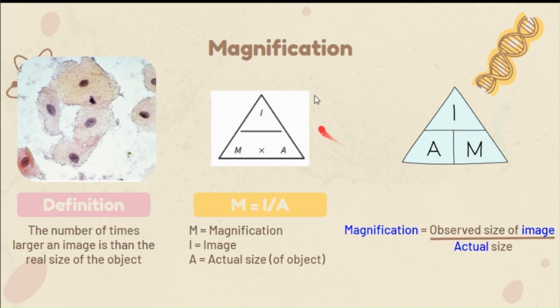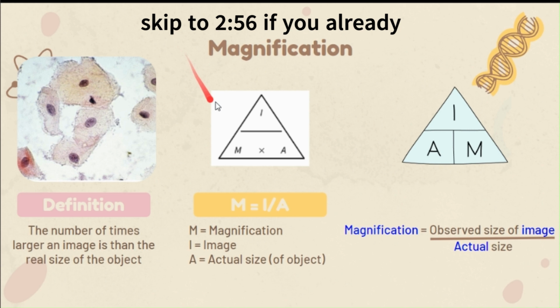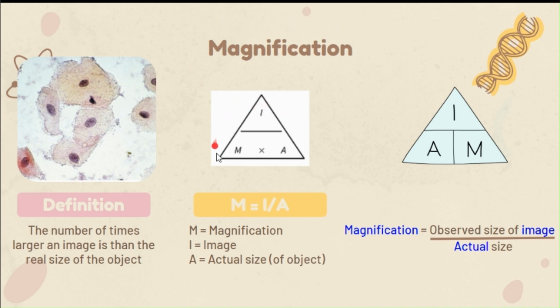Straightforward enough. I'll just try to speedrun how to use these triangles because I'm very positive almost all of you are familiar with it. But why not for the sake of those who don't know? If you want to use these triangles, you basically cover the letter you're trying to find. Assuming you want to find magnification, M, in the question, you cover M with your finger or use your head and see that I and A are left. Because I is over A, it means I is divided by A, I over A. Looking for A, actual size, cover it, you get I over M.